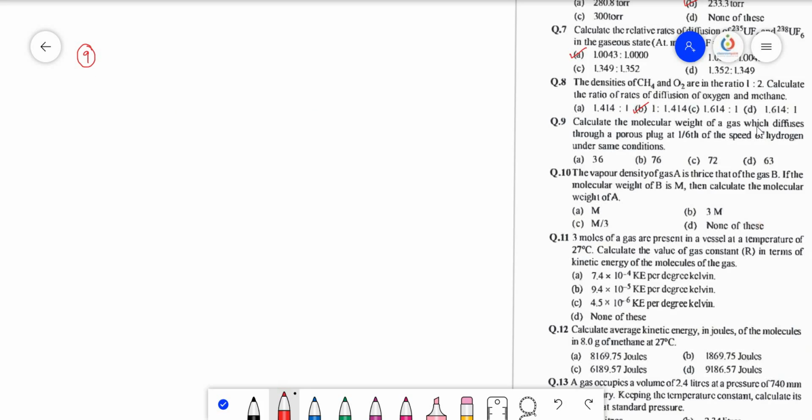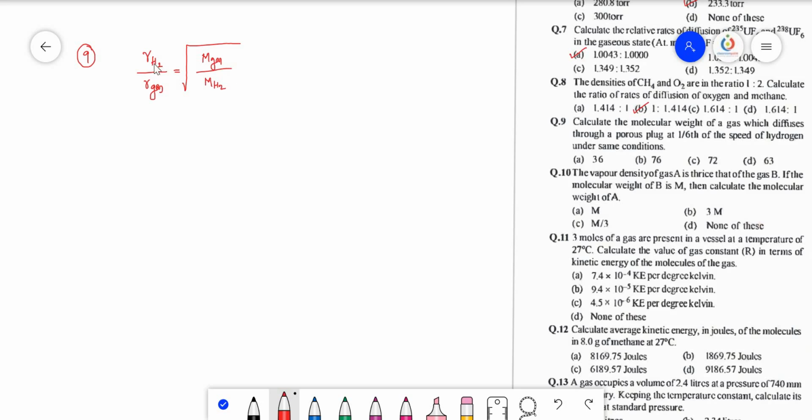Calculate the molecular weight of a gas which diffuses through a porous plug at 1/6 of the speed of the hydrogen under the same conditions. So let's write down the formula for this. Rate of diffusion of the hydrogen divided by rate of diffusion of the gas is equal to the square root of molecular mass of the gas divided by molecular mass of the hydrogen.